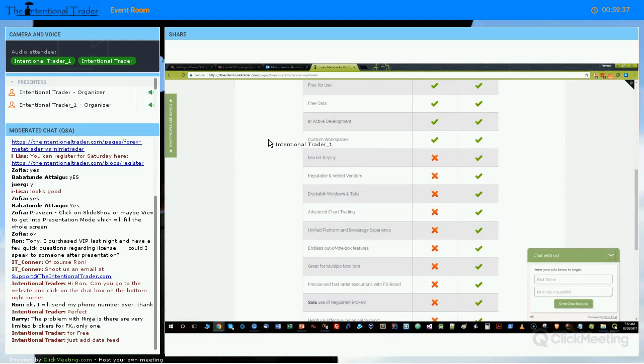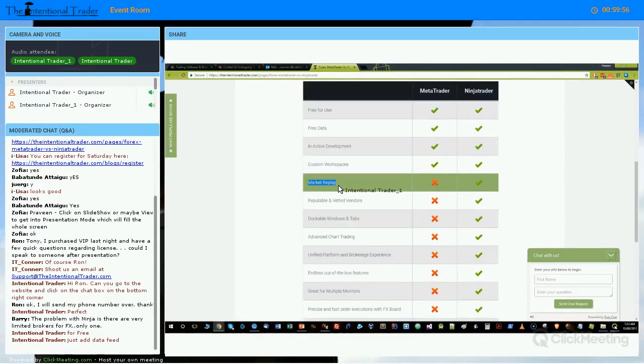But you're locked out of some features, and you can just pay a simple subscription fee to unlock those features. But when you're in demo mode and when you're in live mode, you can get it for free. You're not forced to pay ever for a fee. And the main thing I would say is market replay. So I'll show you a bit of market replay.